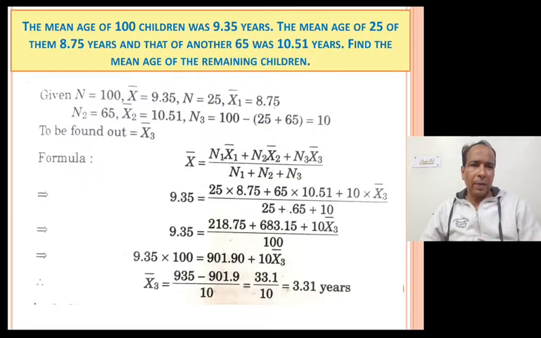So here is an example given to you. I am not going to discuss it with you. It is very simple to calculate the combined arithmetic mean, but here I just tell you three groups are given. The mean age of 100 children was 9.35 years. The mean age of 25 of them was 8.75 years, and that of another 65 was 10.51 years. Find the mean age of the remaining children. I mean, there are three groups. The combined mean age of 100 children together is 9.35. That means x bar 1, 2, 3 is given to you.